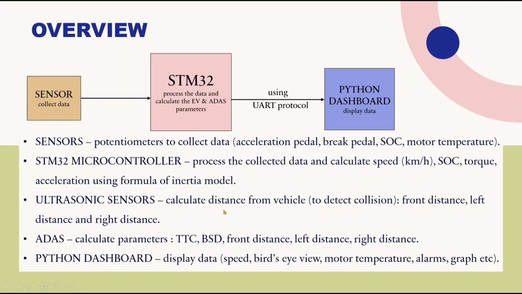Ultrasonic sensors detect nearby obstacles for the ADAS system. It calculates the front distance, left distance, and right distance. Finally, all the processed information is transmitted through UART to a Python dashboard where it is displayed in real time.